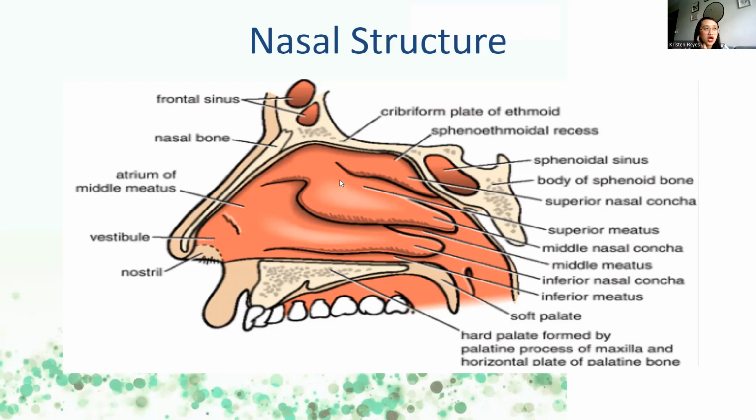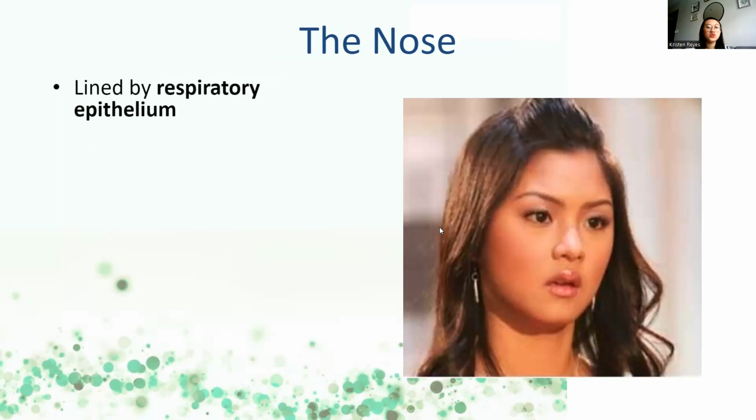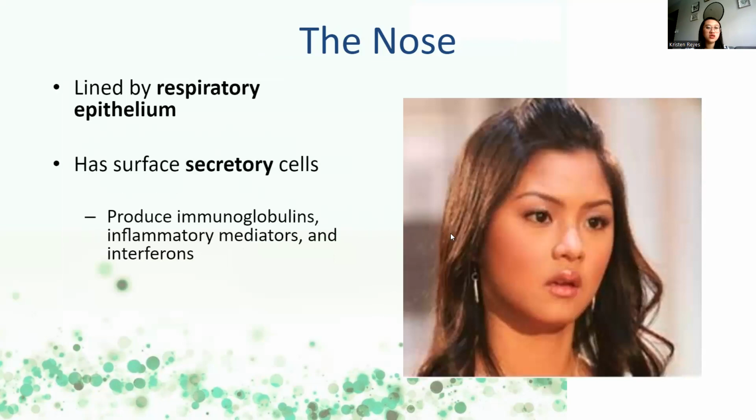Okay, again, the function of each concha is to increase the surface area for smell and for filtration and humidification of the air that enters the nose. So again, other purposes: humidify air passing through the turbinates and the septum, and filter air. The nose is lined by respiratory epithelium, which has surface secretory cells that produce immunoglobulins and inflammatory mediators. So if you inhale droplets that have pathogens, say for example viruses and bacteria, the immunoglobulins and inflammatory mediators can easily try to kill the pathogen.